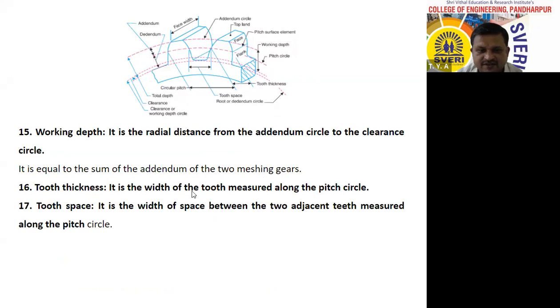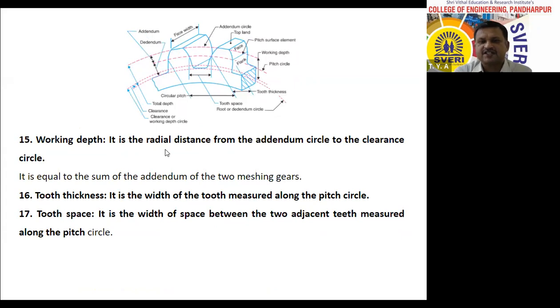Next is working depth. It is the radial distance from the addendum circle to the clearance circle. See that this is the addendum circle and this is the clearance circle. Therefore, this is nothing but the radial distance from the addendum circle to the clearance circle. It is equal to the sum of the addendum of the two meshing gears.